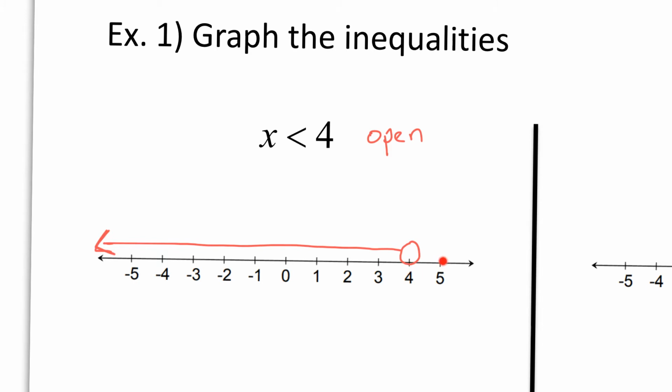Now look over here, 5. 5 doesn't have the arrow over here. So 5 is less than 4, false. It's bigger. So 5 doesn't work, 6 doesn't work, 7 doesn't work, and everything else after the 8 doesn't work. So the arrow has to be to the left.